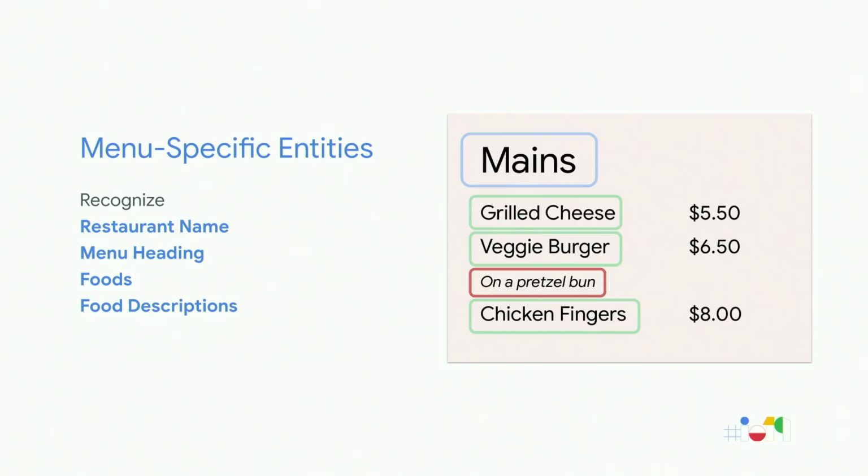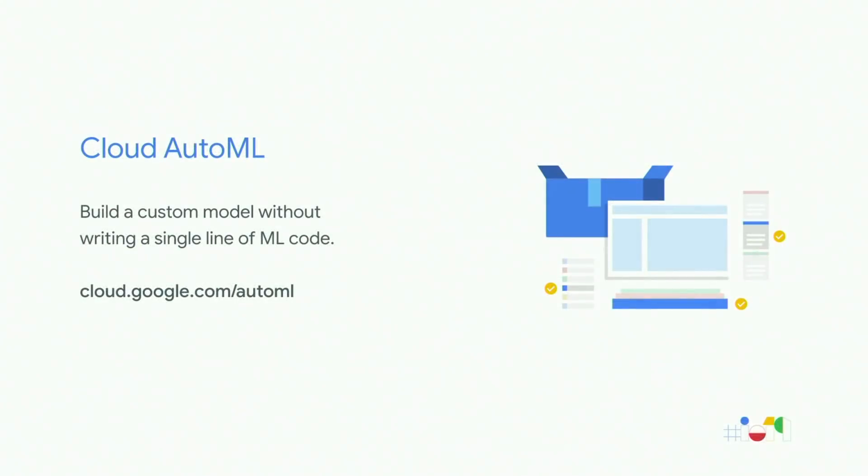But actually, the most difficult part about building this app was identifying those menu-specific entities, like that grilled cheese was a food, and that on a pretzel bun was a description of a food. Because that's so specific to our context of menu parsing that there's nothing in the box in a Google API that recognizes these terms. For that, we had to build a custom model, and we did that using a tool called Google Cloud AutoML.